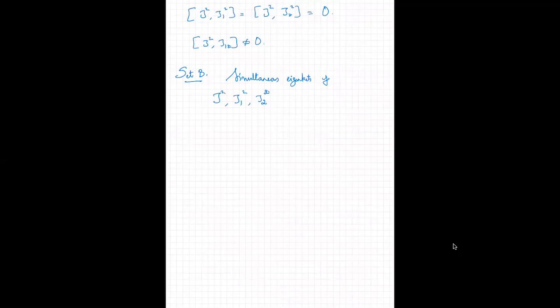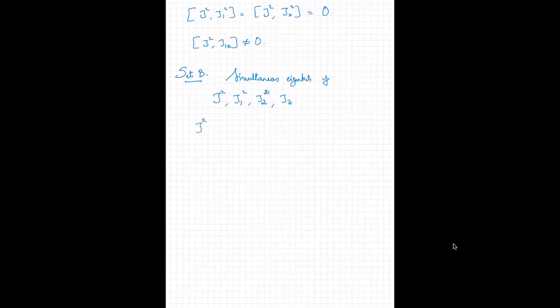And the answer is we're actually missing one. There is one other operator that you can write down that commutes with these 3 operators. And that operator is actually Jz. It turns out that even though J square does not commute with J1z or J2z, it does commute with Jz, which is the sum of J1z and J2z. We will actually show this explicitly. And then after that, I'll pause and ask if there are any questions. So let us actually show this.